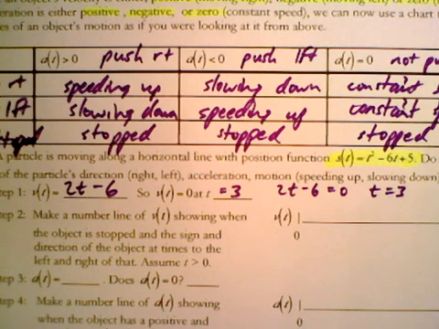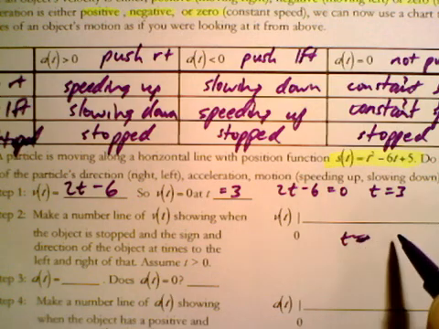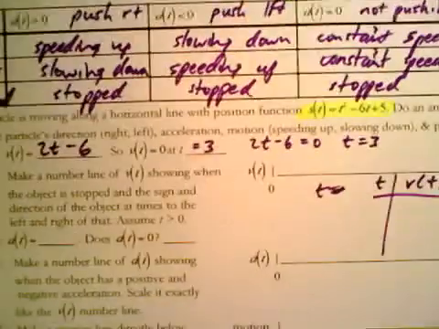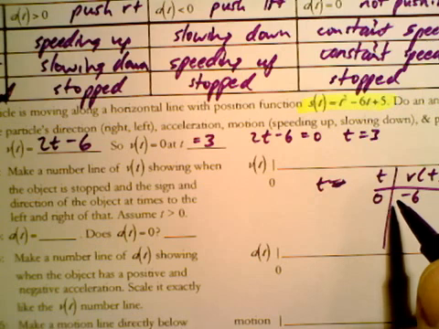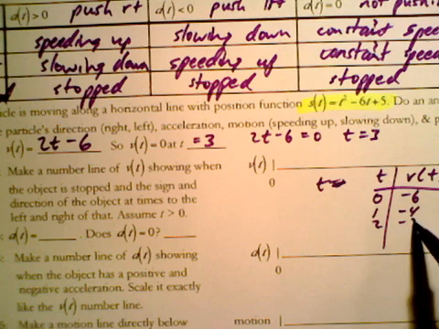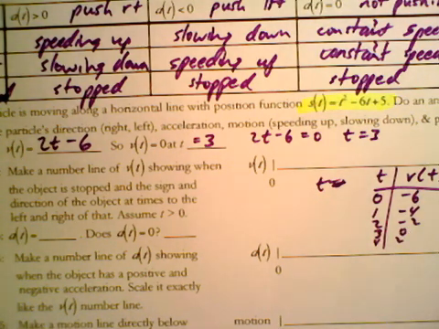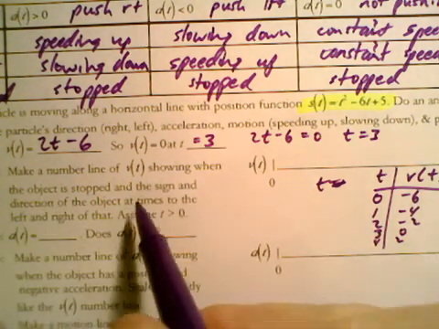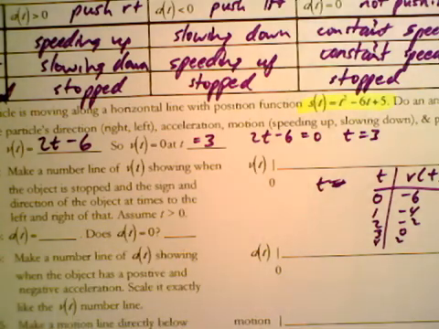So what do we want to do here? Let's do t and v of t. At t equals 0, the velocity is negative 6. At t equals 1, velocity is negative 4. At t equals 2, velocity is negative 2. At 3, we get 0. At 4, we get 2. Make a number line of v of t showing when the object is stopped and the sign and direction of the object at times to the left and right of that.